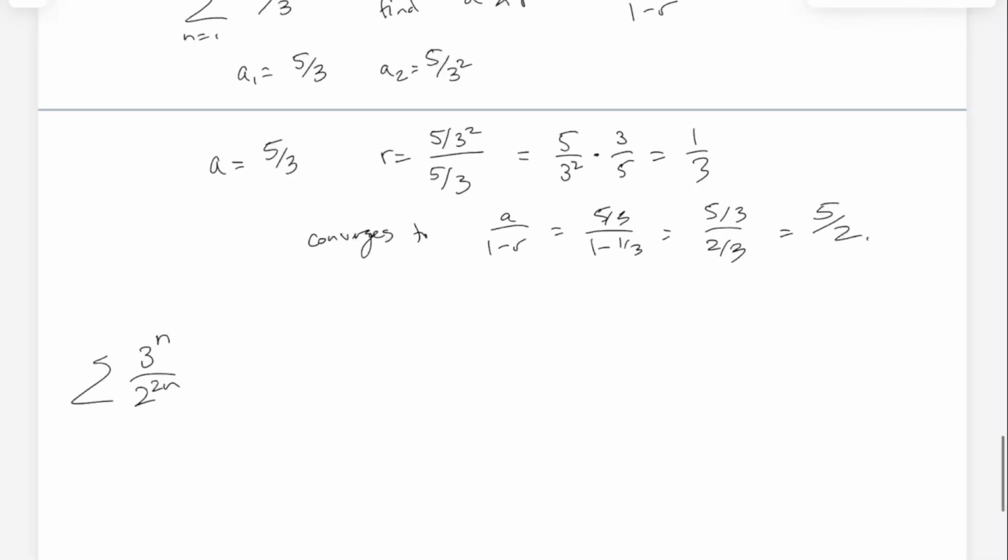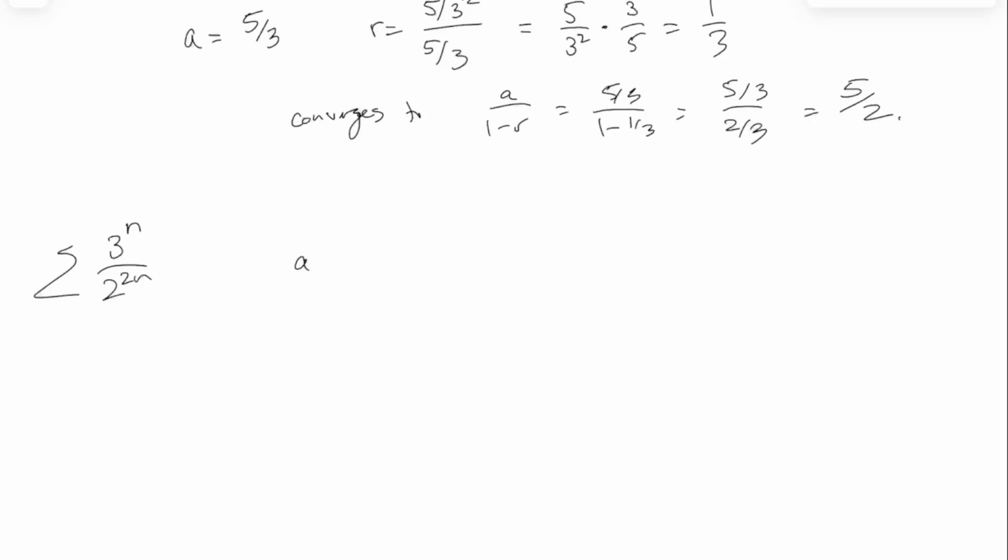And we do it in exactly the same way. So I'm going to write the first term. A1 is 3/2 squared. That's, well, I'll just leave it like that. And then A2 is the second term, 3 squared over 2 to the 4. I'm plugging in n equals 1 and then also n equals 2. And then A is the first term, so that's 3/2 squared.